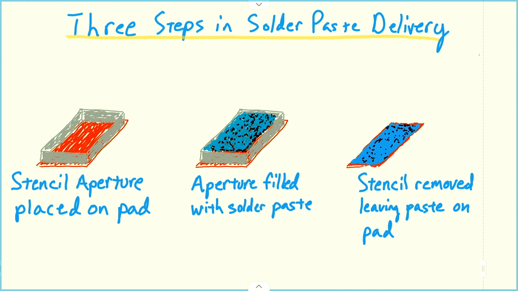There are 3 major steps involved in delivering solder paste onto a PCB using a stencil. A stencil is used to place an aperture on the pad of a board. Then the aperture is filled with solder, usually with a squeegee. Finally, the pad and aperture are distanced from each other, leaving the solder paste behind on the pad.